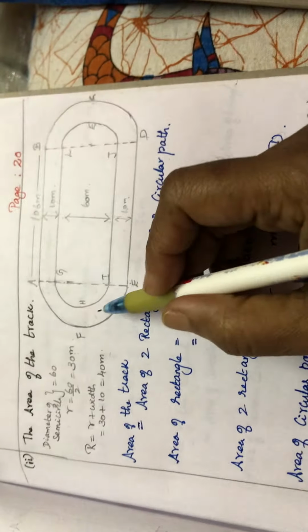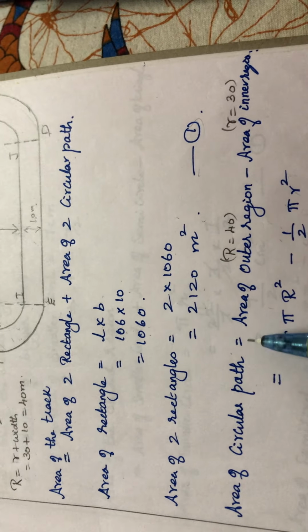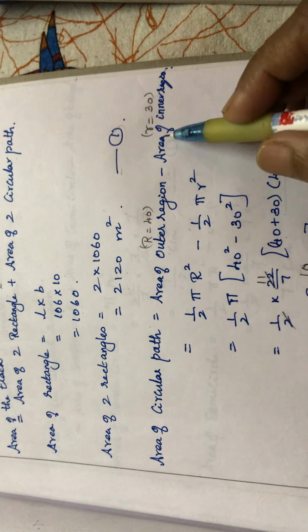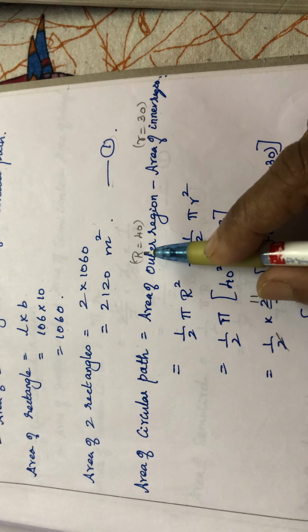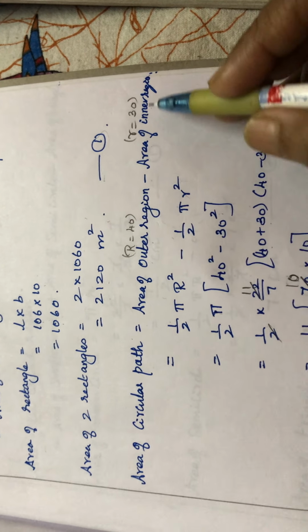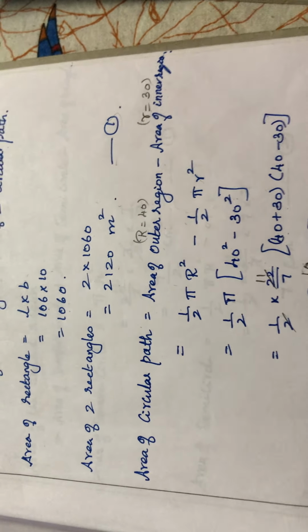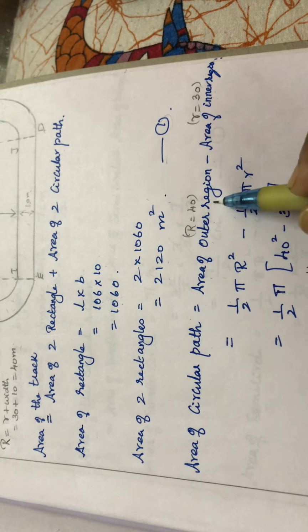Now I am going to find for the circular path. So area of the circular path is nothing but area of the outer circular region minus area of the inner circular region. For the outer radius I have taken it as capital R, that is 40. For the inner circular region I have taken small r, that is 30. Sorry, this is 40 and that is 30. So what is the formula? Area of the outer region.